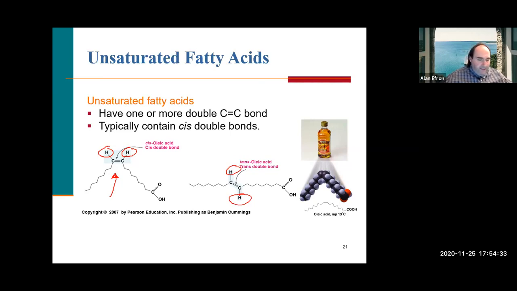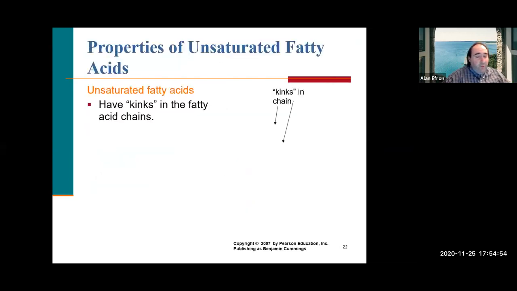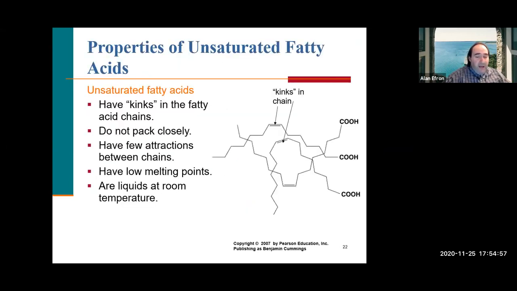But the main consequence, as I pointed out here with the arrows, is it creates these kinks in the chain. And what that's going to do is when we get a bunch of these unsaturated fatty acids together, unlike saturated fatty acids, which sit really nicely together, because of these kinks in these chains, they no longer are able to sit really nicely with each other. And they're not really able to pack together very tightly because of that. So as you can see, these chains are definitely not able to fit very nicely together like we saw with our saturated fatty acids.